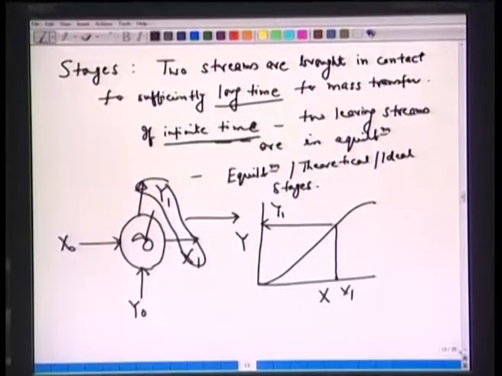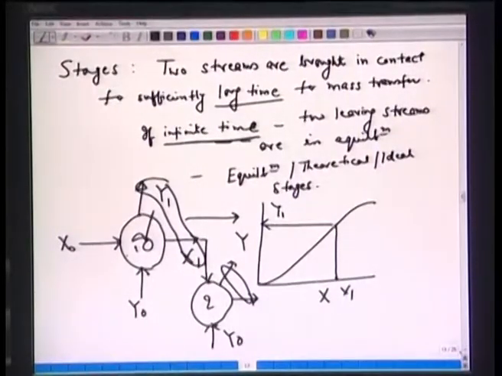We have one stage. Now, we can further take this stream and bring it into a second stage, and again bring it in contact with another fresh stream y0, so that the leaving streams again would be in equilibrium. So, this is the meaning of stages in cascades or in series. There are several combinations possible. Okay. We can have cross co-current or we can have counter current.